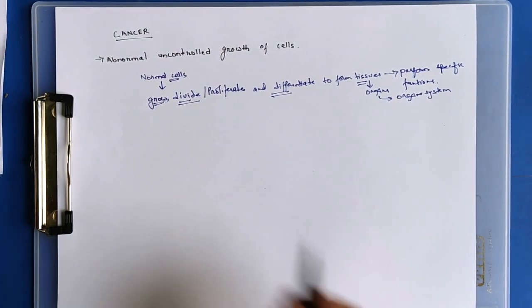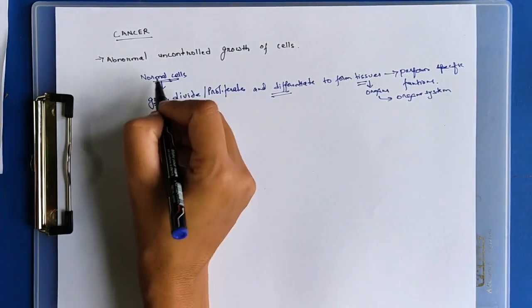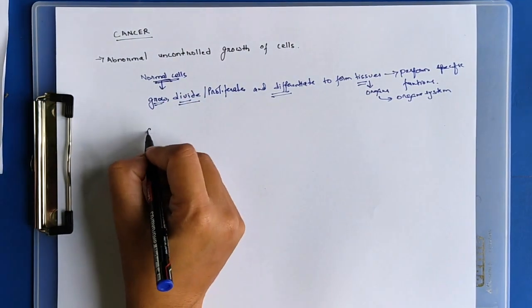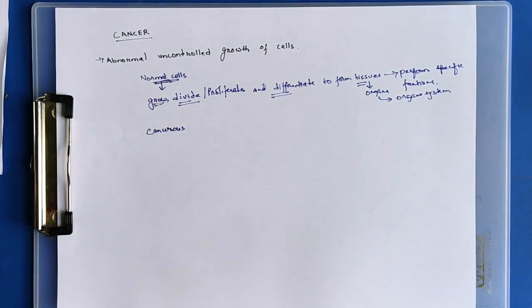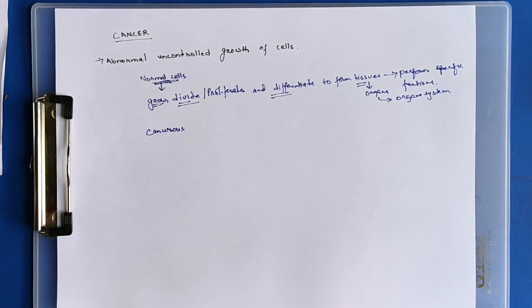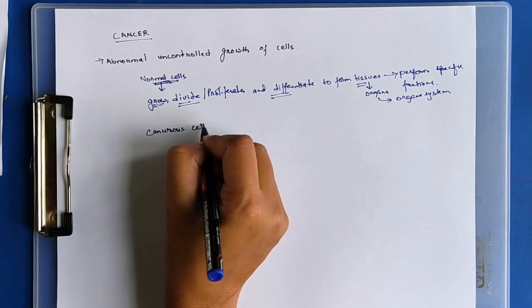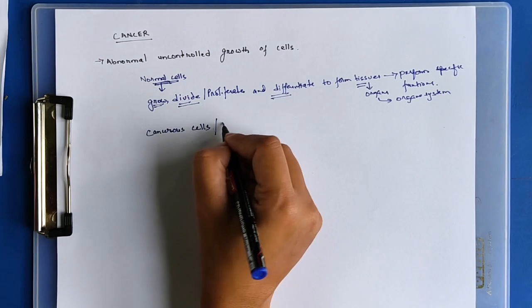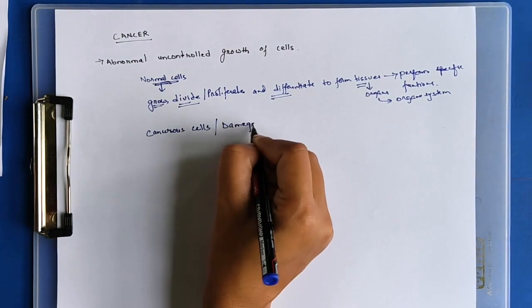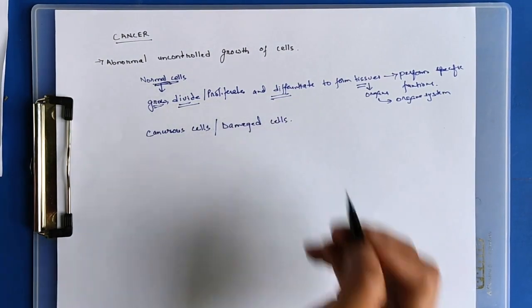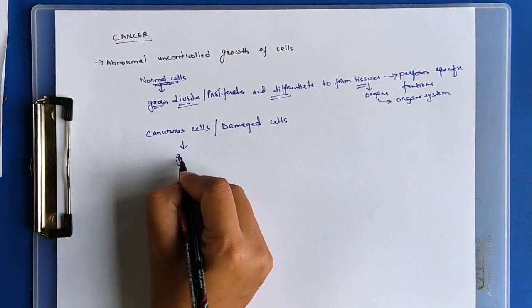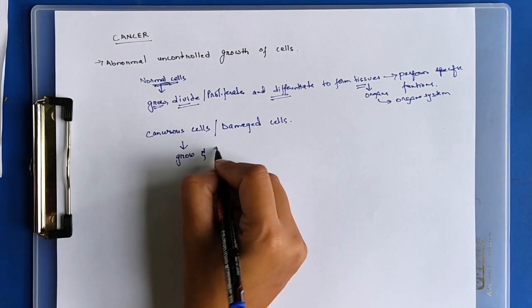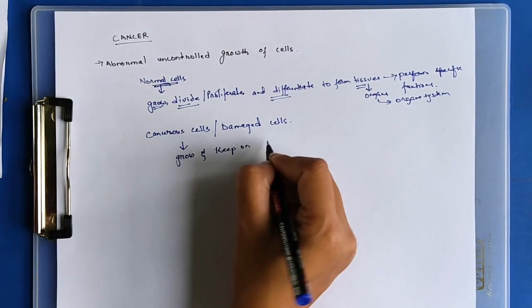But sometimes these normal cells will become cancerous cells. How can normal cells be transformed into cancerous cells? Cancerous cells are damaged cells. They will grow and they will keep on dividing.